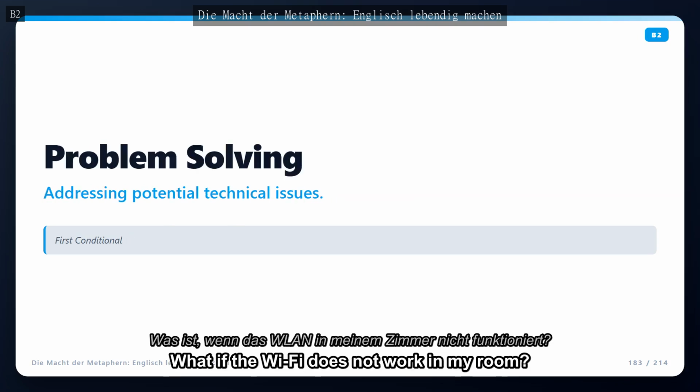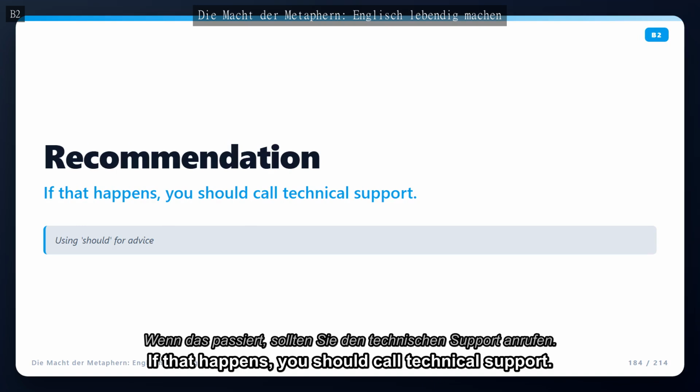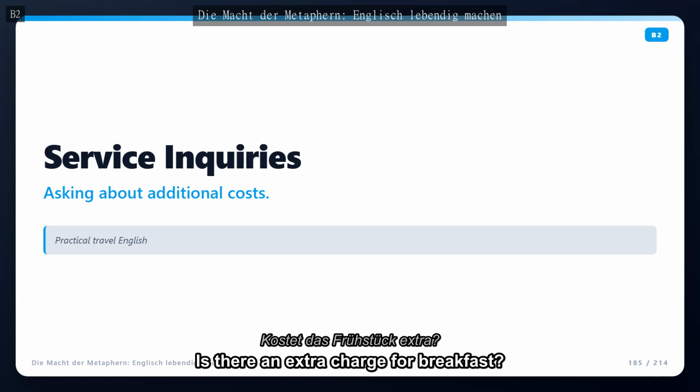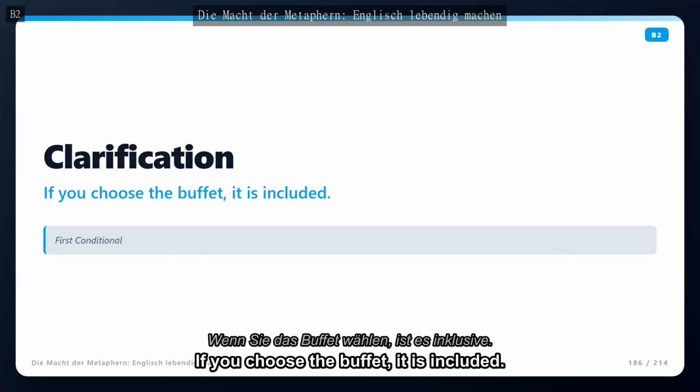What if the Wi-Fi does not work in my room? If that happens, you should call technical support. Is there an extra charge for breakfast? If you choose the buffet, it is included.